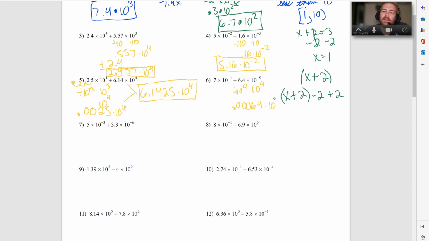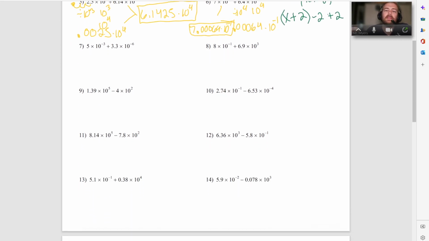times 10 to the -1 power, and then those combine, and I get 7.00064 times 10 to the -1 power. And there we go. There's the answer to that. Not so bad now, right?